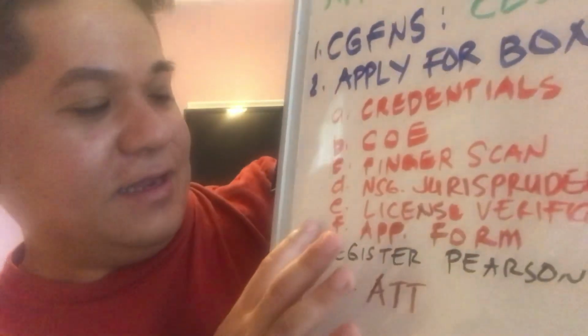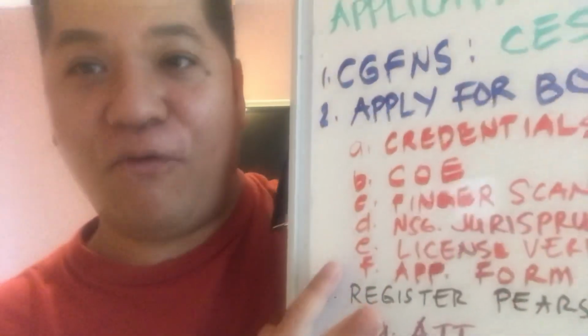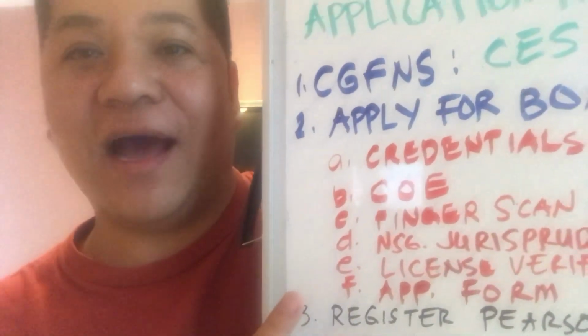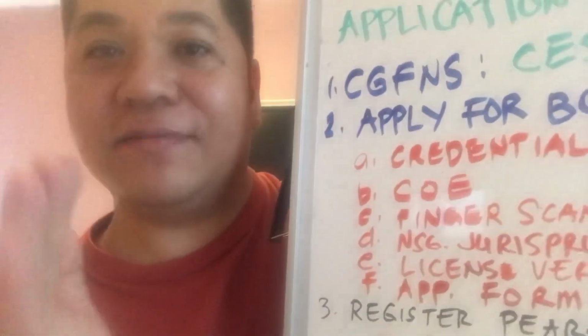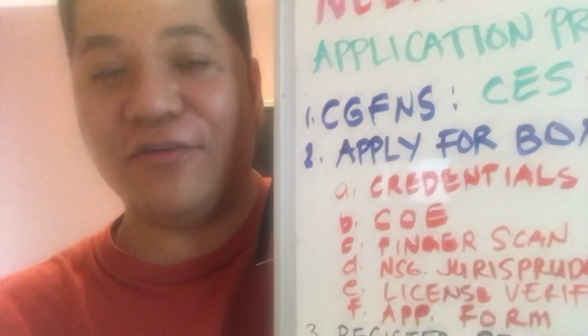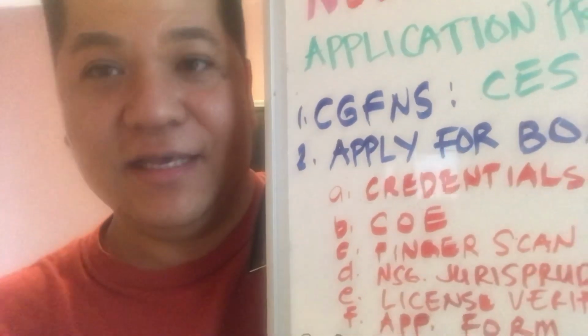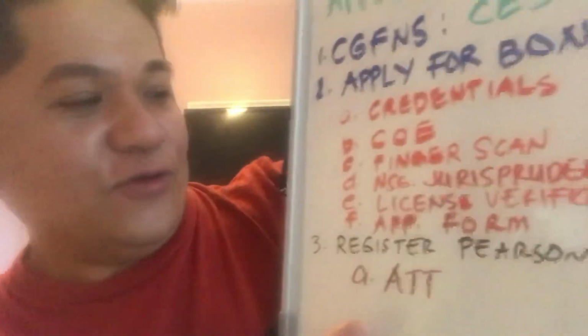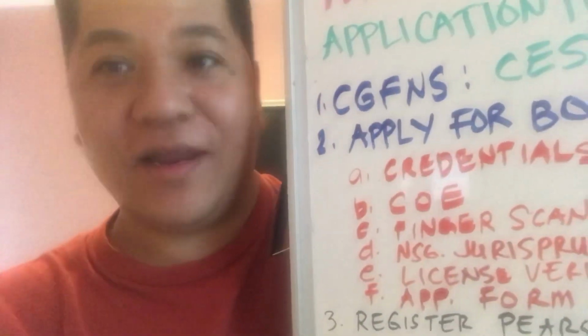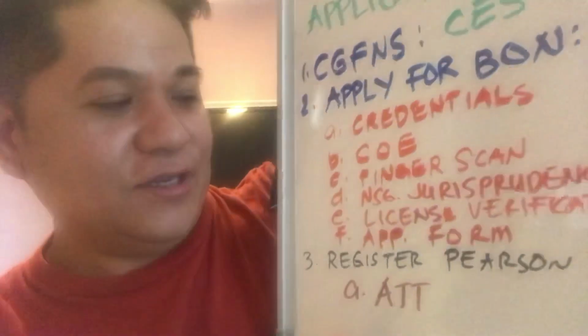Okay, and the last one is the application form. The application form is $100 for BON of Texas. You could do it online on the new portal in the BON of Texas. You will pay through debit or credit card, so you can do it.